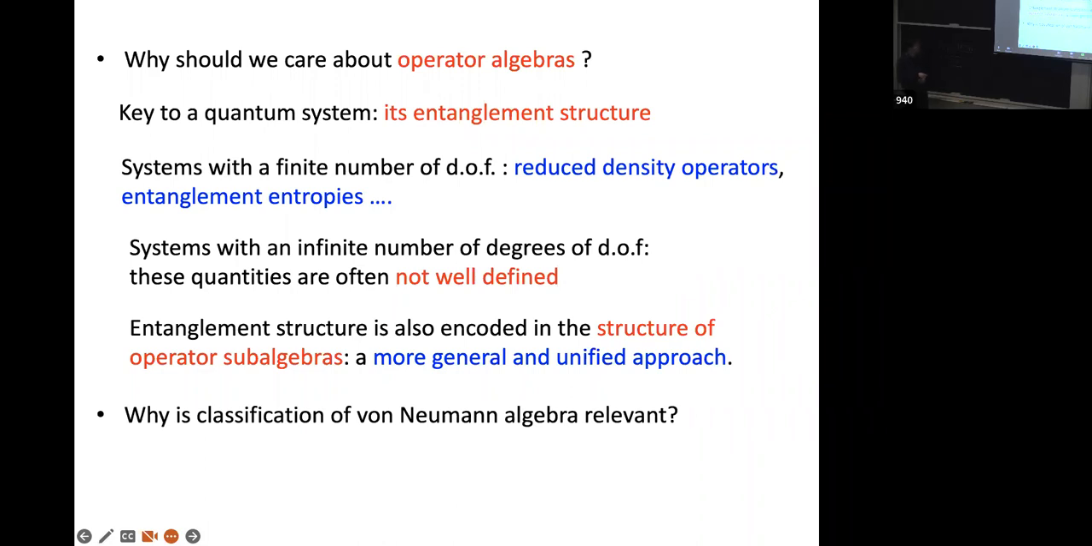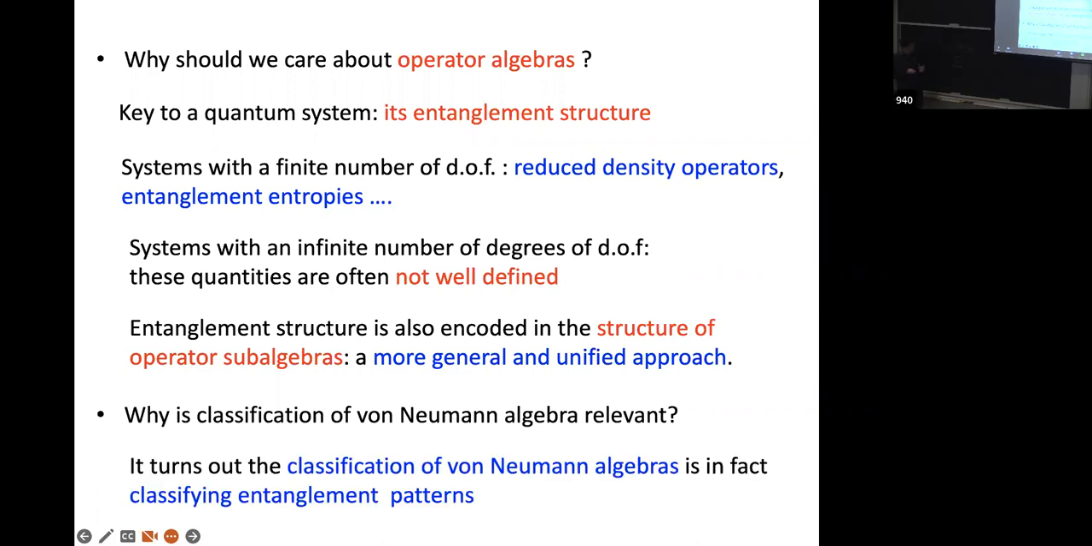And so that makes the classification of the von Neumann algebras actually very important. Even though Murray and von Neumann themselves didn't know it, and many mathematicians and physicists who worked on this subject didn't know it, in modern language, what this von Neumann algebra classification corresponds to is actually classifying different entanglement patterns. So we have type I, type II, type III, and different type III algebras. What they are doing is just classifying different entanglement patterns, a universal entanglement structure, which does not depend on details of your individual system or individual state.